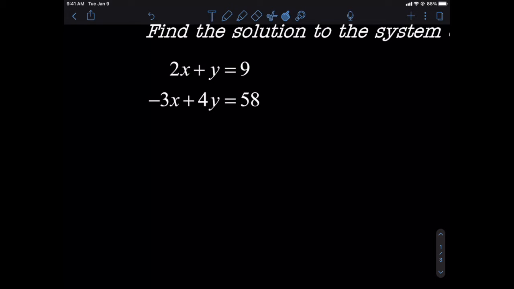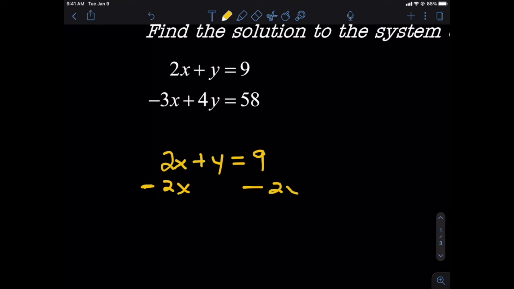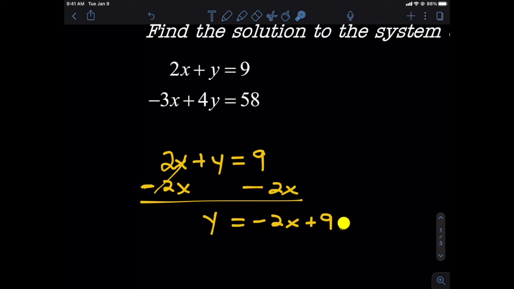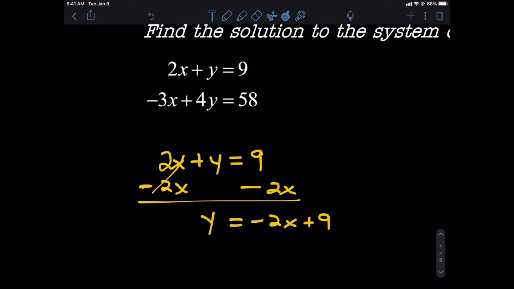Lucky for us, as you can see here, we have a y all by itself in the first equation. So we're going to solve the first equation for y. We write it down, 2x plus y equals 9, and we've got to get y by itself. So we subtract 2x from both sides because it's being added to the y, and that's going to give us something that we could substitute into the other equation. y equals negative 2x plus 9. So we take this expression, negative 2x plus 9, and we're going to plug it into our second equation for y right here. Let's make that happen.